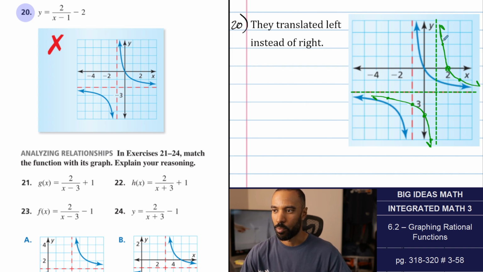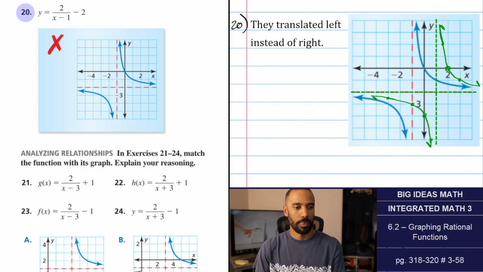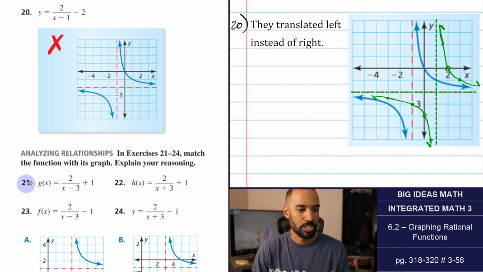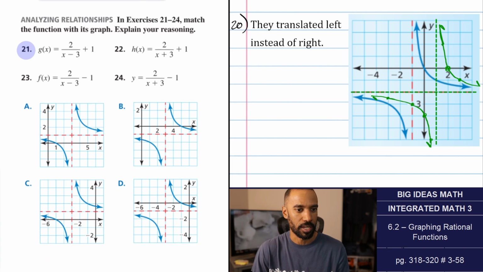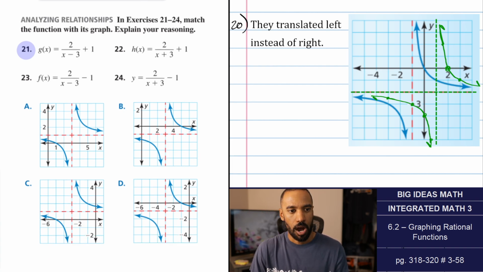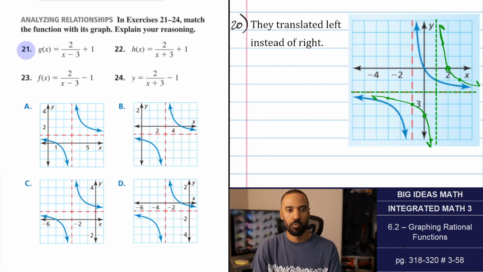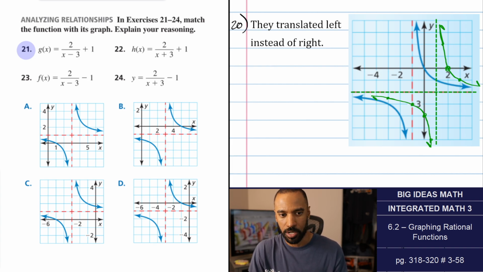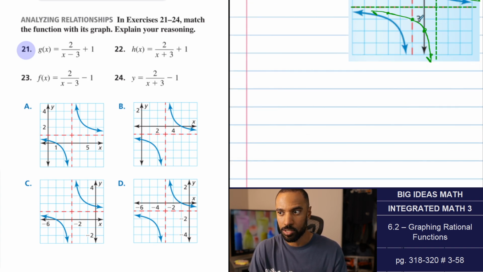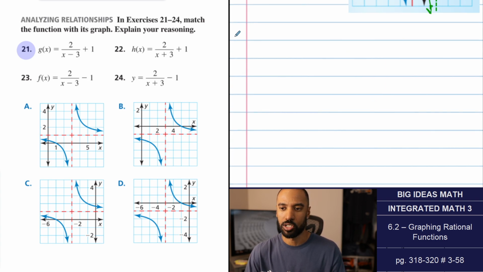Analyzing errors and correcting errors. Okay. Number 21 through 24 says match the function with its graph, explain your reasoning. What I'm seeing are the same 2, 3, and 1 values. The 2s are always positive. It's all about our translations. So this is all about which direction they translate.